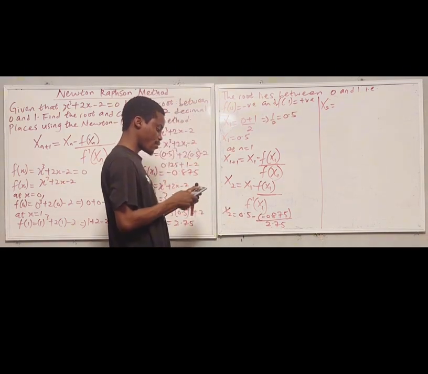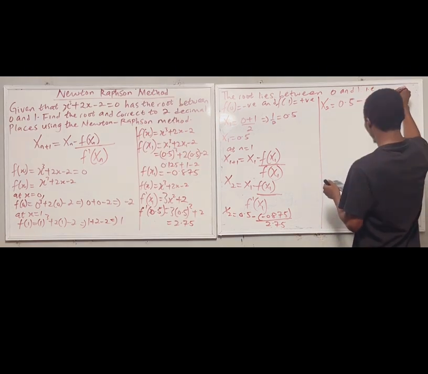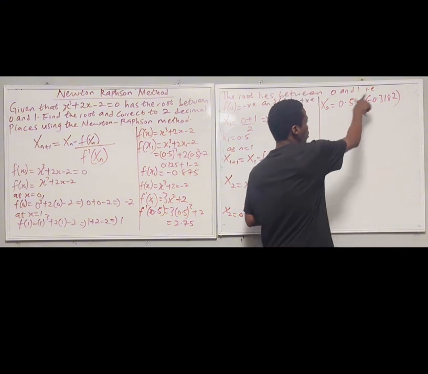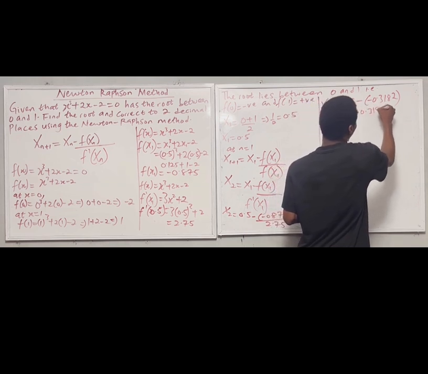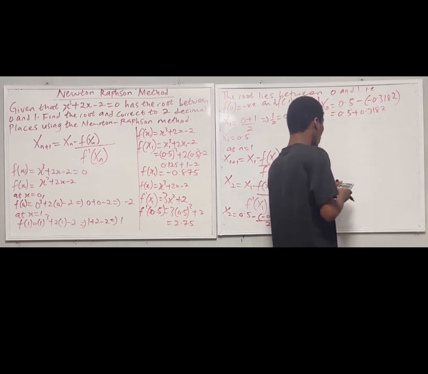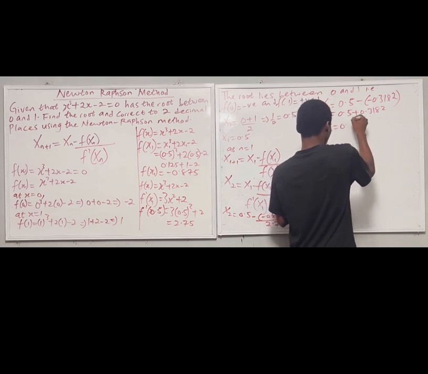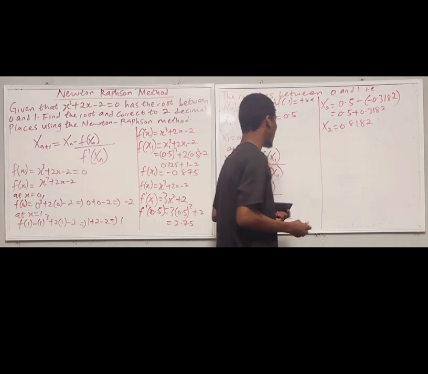What did I have? I have minus 0.318882. Let me just take it to 4 decimal places. So minus times minus is plus, 0.5 plus 0.3182. I have 0.8182. So my S2 is 0.8182. So I've gotten my S2. So let me get my S3.